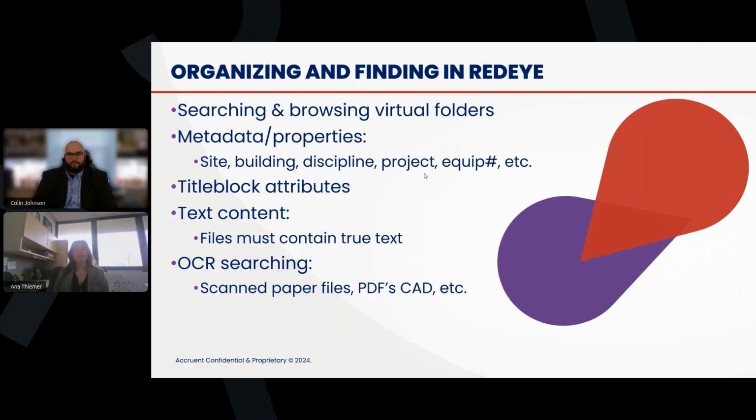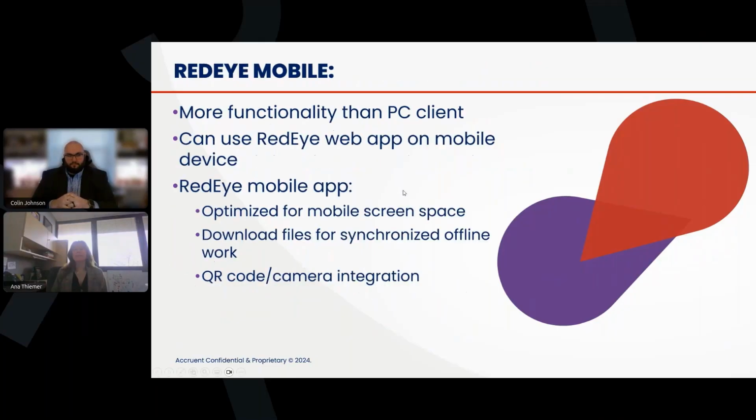RedEye will also do text content searching in cases where the files contain true text, like a Word document or an AutoCAD drawing file. But then, as I've mentioned, going beyond that to the next frontier, to be able to do that OCR search and retrieve. So all of those methods are available to search and find files in RedEye.